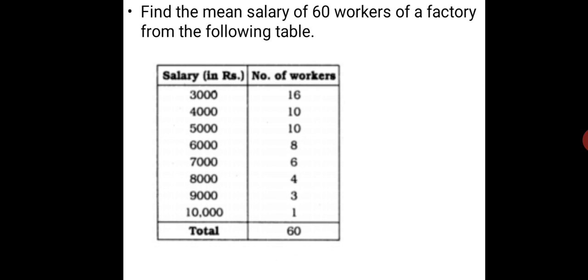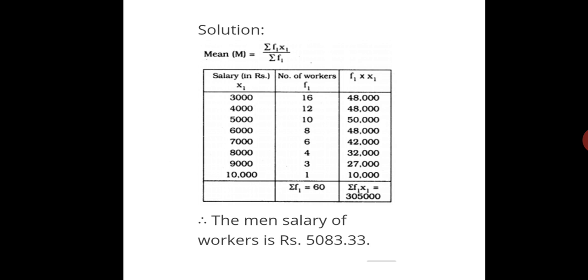The mean salary of 60 workers in a factory is given in the table. 60 workers' salaries are given, and we have to find out the mean of that salary. Here the salary is 3,000 to 10,000. So 16 workers get 3,000 as salary, 12 workers get 4,000 salary, like that 60 workers' salaries are given there.